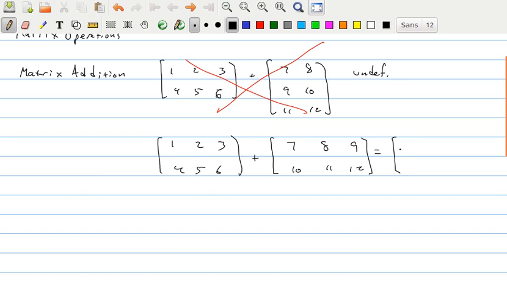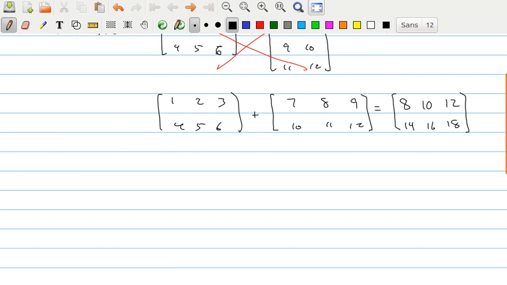So in the first row, we add up each entry. So 1 plus 7 gives us 8. The next entry, 2 plus 8, gives us 10. The next entry, 3 plus 9, is 12. Then we go to the lower left corner. 4 plus 10 is 14. 5 plus 11 is 16. 6 plus 12 is 18. So we add 2 matrices that have the same number of rows and columns, and we just add component-wise. So that's akin to vector addition, that we can only add vectors of the same dimension.